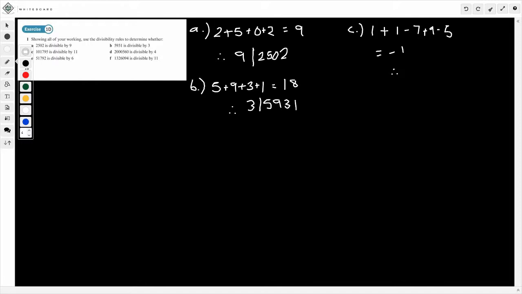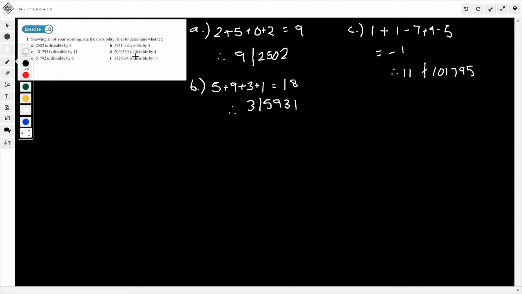If it would come out as 22, for example, let's just say hypothetically, then yes, it would be divisible by 11. But because it's minus 1 and minus 1 does not divide 11, the actual number itself is not divisible by 11. So therefore, we can write 11 does not divide. For does not divide, it's just this little bit of notation. I just put a line through it. 101,795.